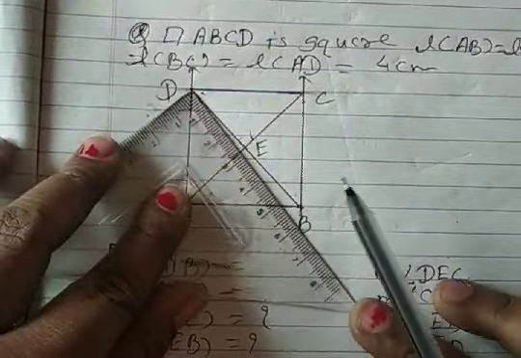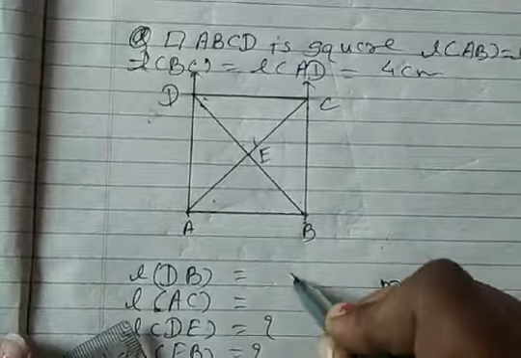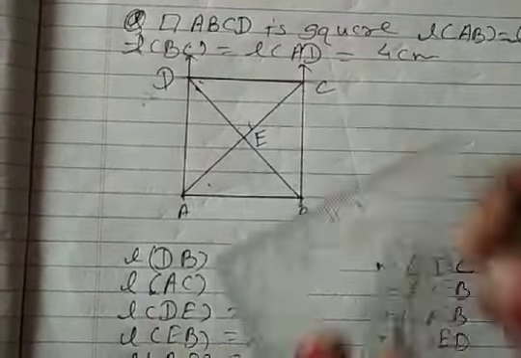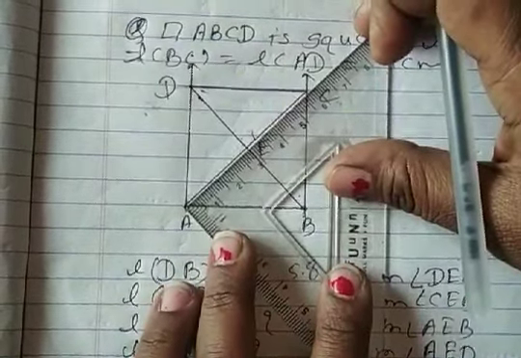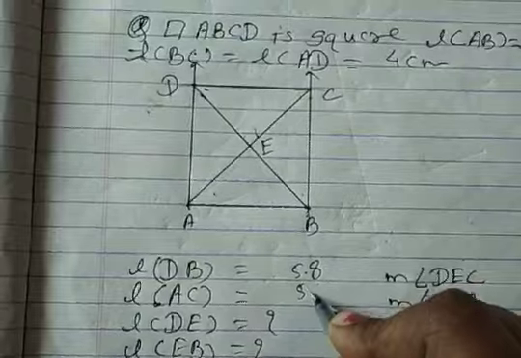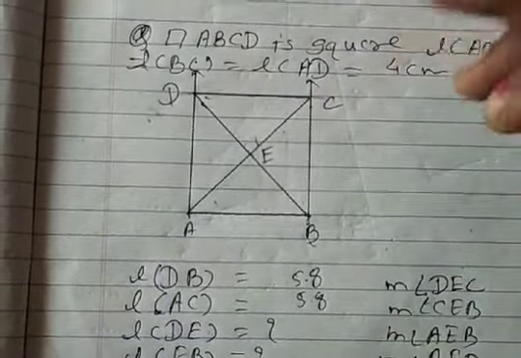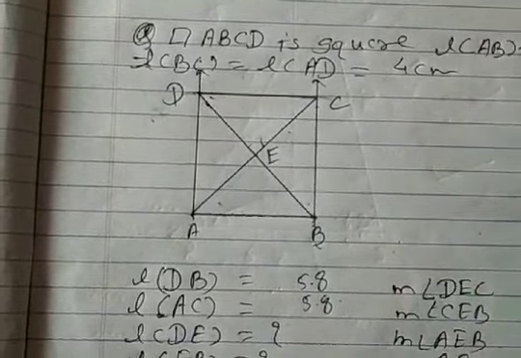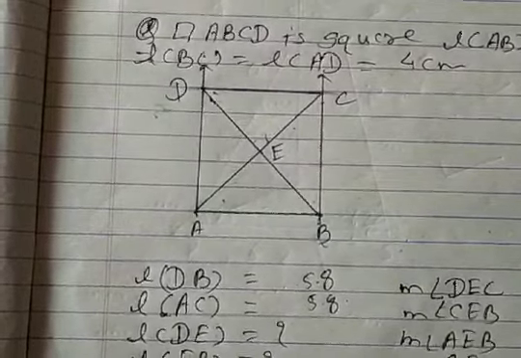the measure of DB is 5.8. If you see here, DB is equal to how much? 5.8. Then AC is equal to, if you see here the measure of AC is also the same, that is 5.8. From this what we are understanding, DB and AC are the diagonals of the square and diagonals are congruent to each other. Okay, so which property did we understand from this? The diagonals of a square are congruent to each other.